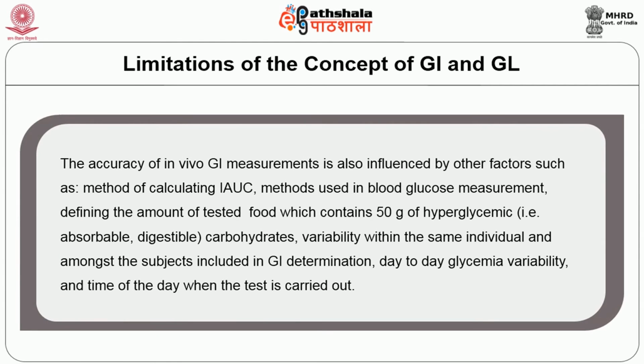The accuracy of in vivo GI measurement is also influenced by other factors such as method of calculating IAUC, methods used in blood glucose measurement, defining the amount of tested food which contains 50 gram of carbohydrates, variability within the same individual and amongst the subjects included in GI determination, day-to-day glycemic variability and time of the day when the test is carried out.